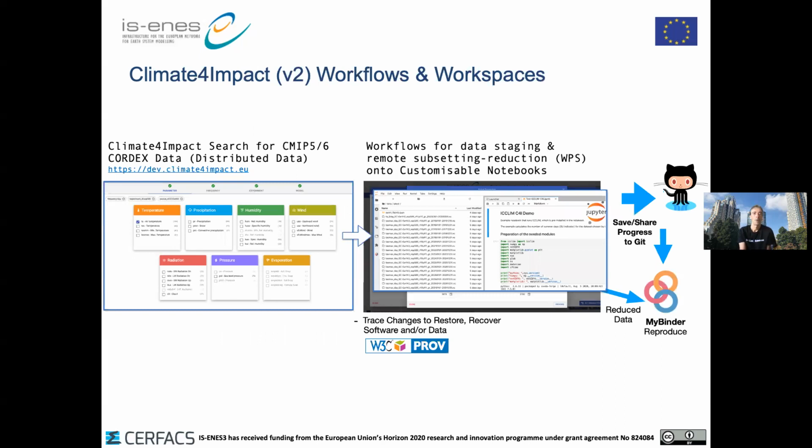The Climate for Impact V2 workflows and workspace are mainly using two pages. One is the search interface, shown on the left-hand side. In there, you can search for a given project, for example CMIP6, and CMIP6 data is stored at several data nodes. Once the user selects some parameters and filters, with an easy to use interface showing the most common parameters, data is staged remotely using remote subsetting reduction onto customizable notebooks.